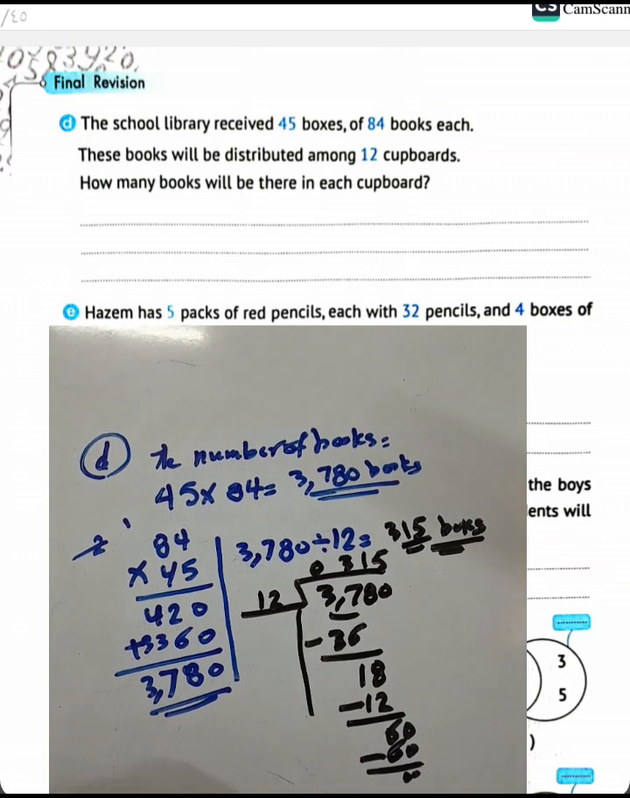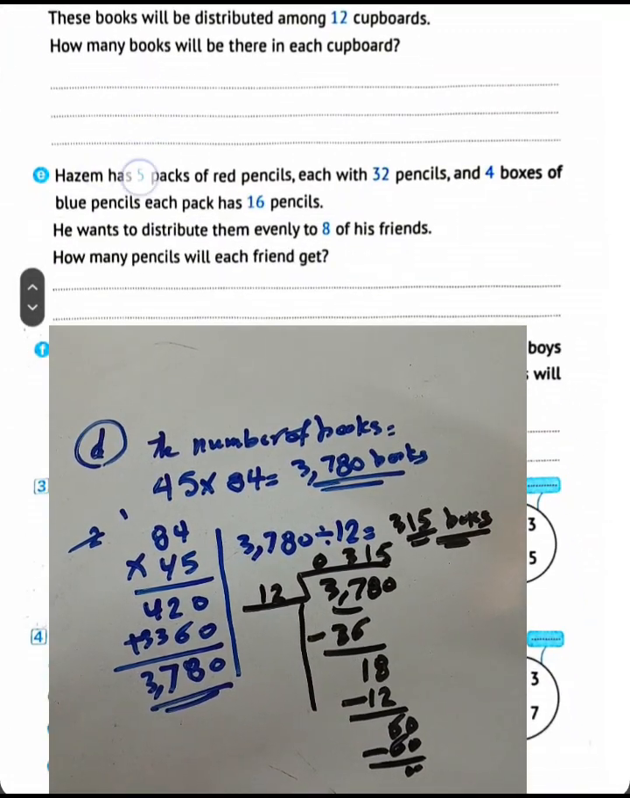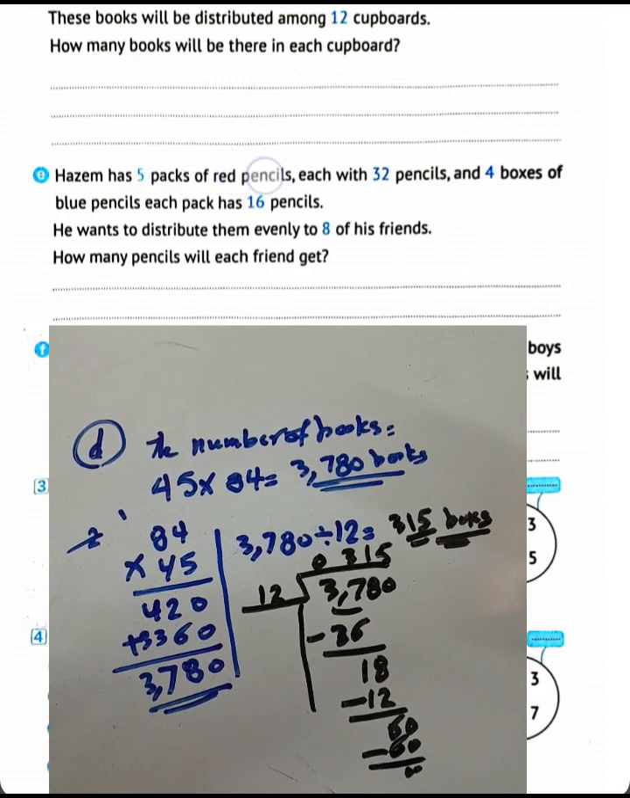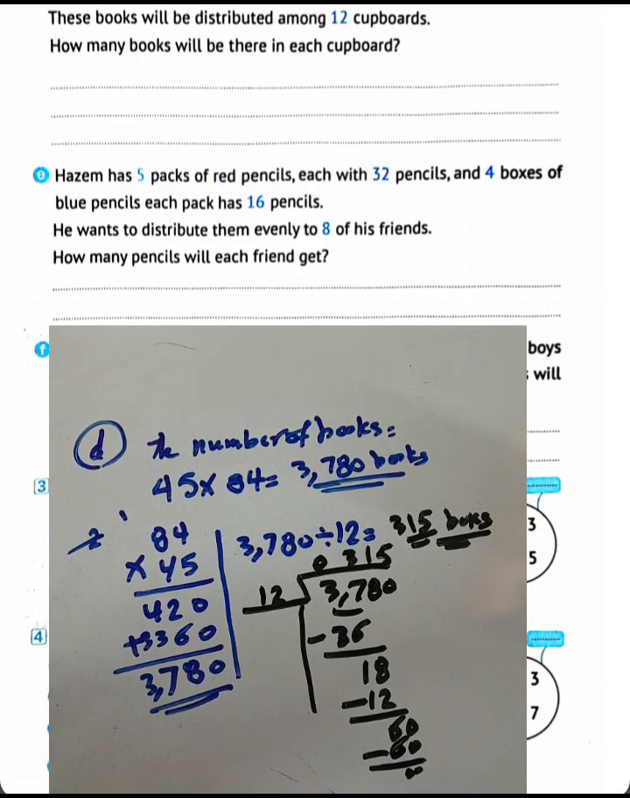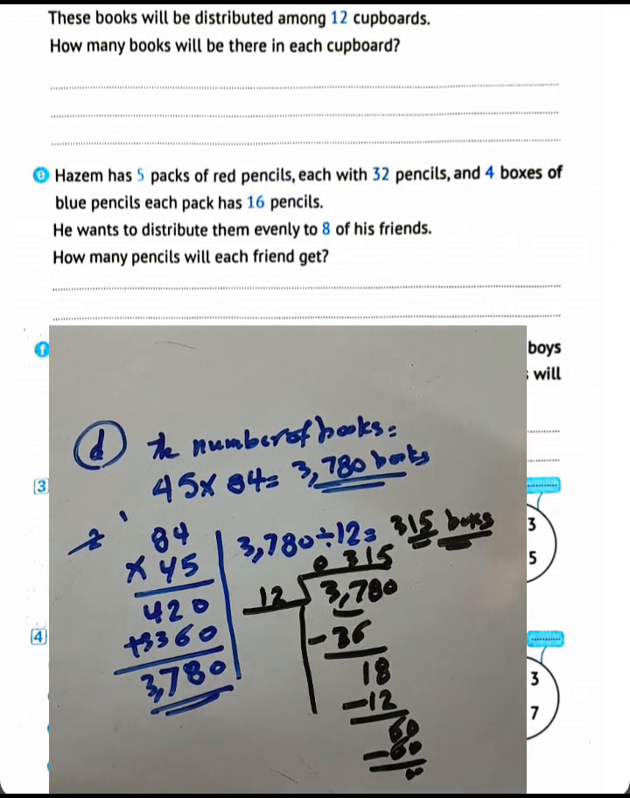Understood? Okay, next question, letter E. Hazim has 5 packs of red pencils, each with 32 pencils. And 4 boxes of blue pencils, each pack has 16 pencils. He wants to distribute them evenly to 8 of his friends. How many pencils will each friend get?